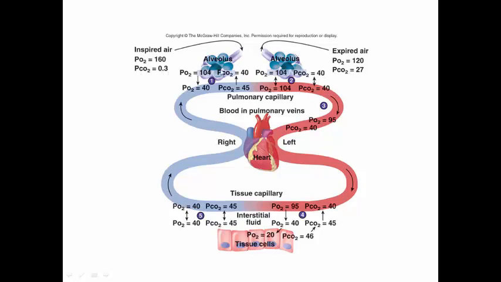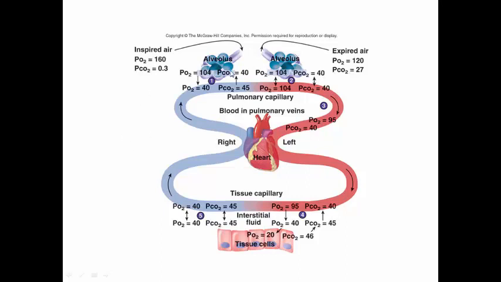In the alveoli, this is the picture. The partial pressure of oxygen is 102 or 104 millimeters of mercury, and the partial pressure of carbon dioxide is 40 millimeters of mercury. This is the venous blood. This is the mixed venous blood, which returns from the tissues to the right side of the heart and then to the lungs. Partial pressure of oxygen is 40, that of carbon dioxide is 45 or 46 millimeters of mercury.